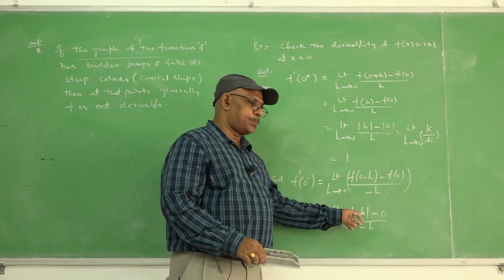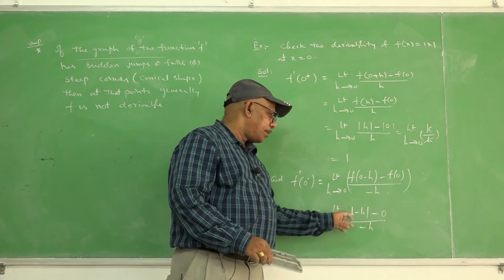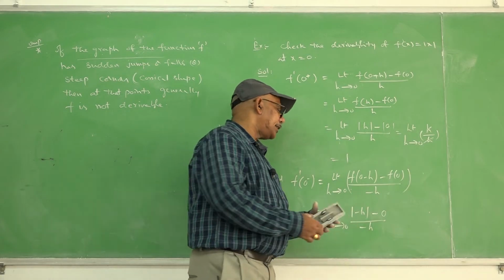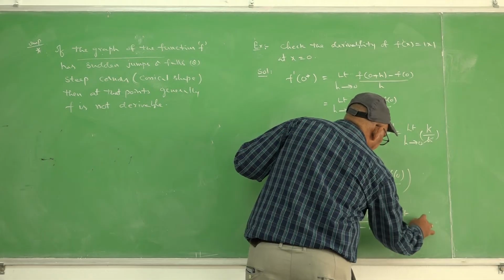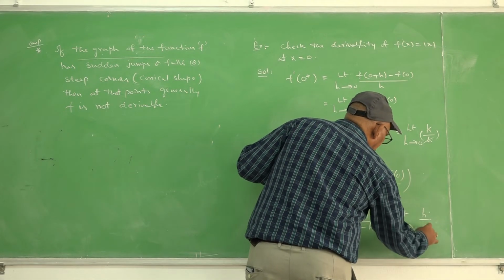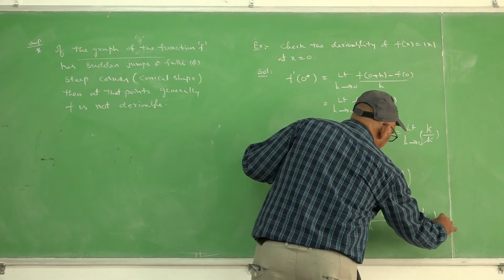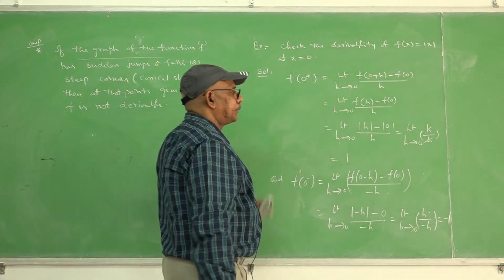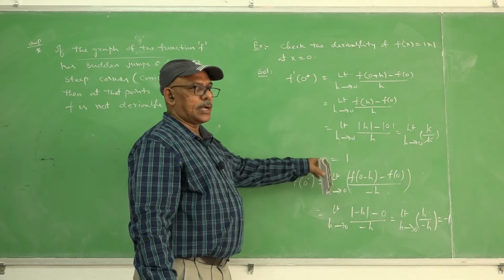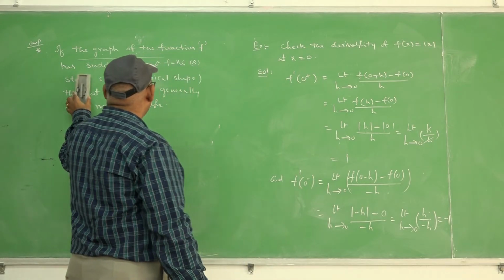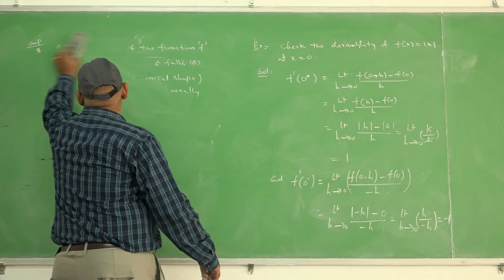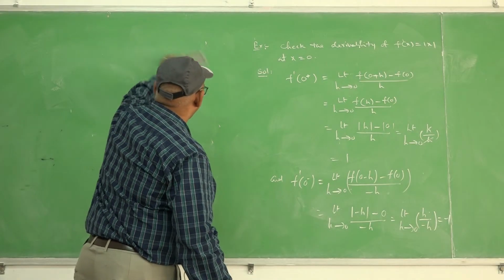Since h is positive, minus h is negative, but we are taking the modulus, hence it is h. This is clearly h by mod h, which is clearly minus 1. The right derivative is 1, whereas the left derivative is minus 1. The right and left derivatives exist but are not equal here.